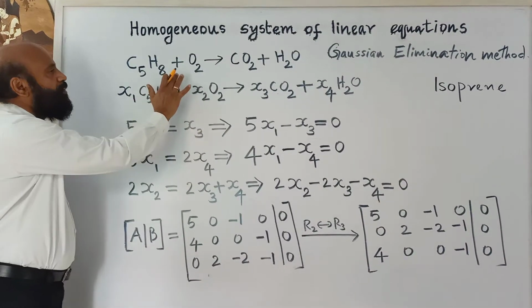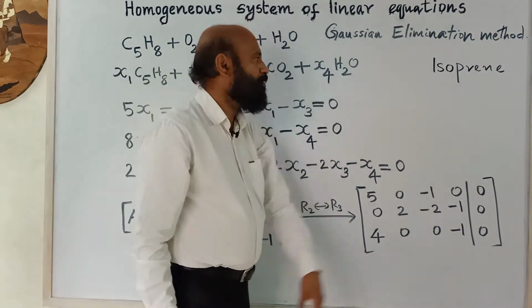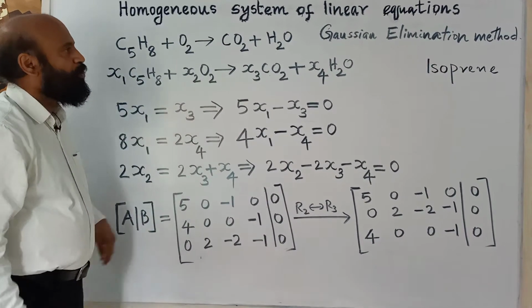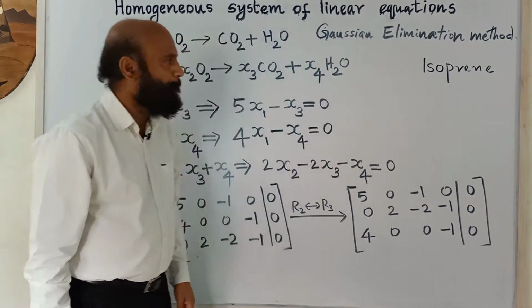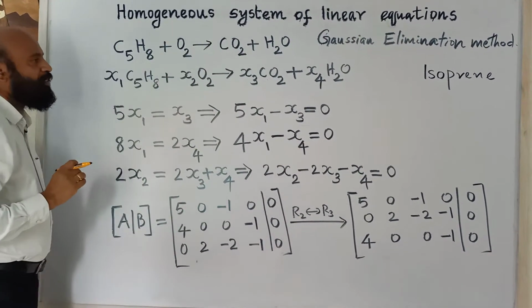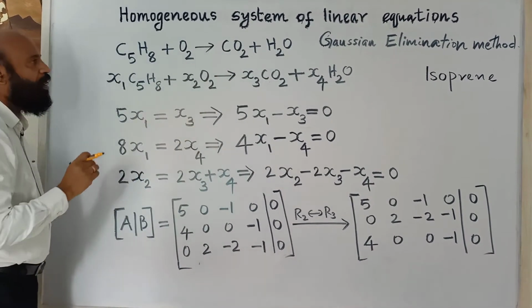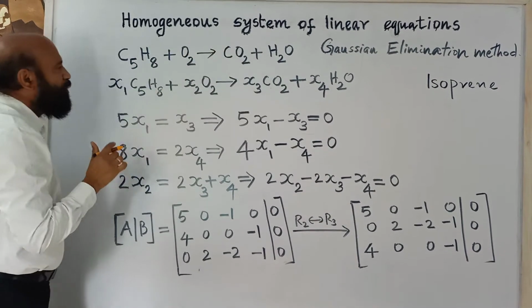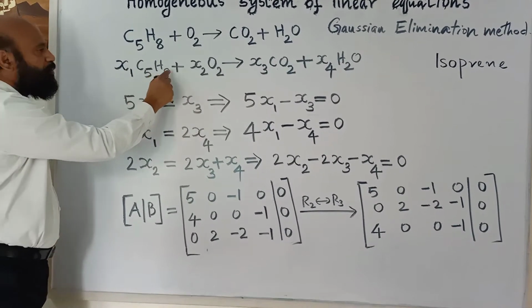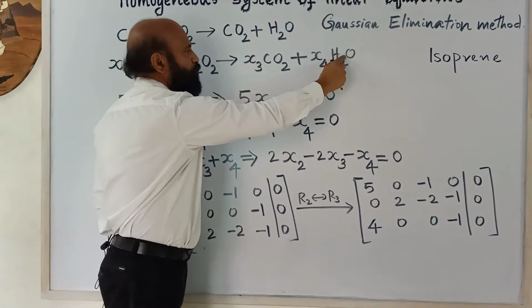This is a chemical reaction taking place in the combustion of an organic compound, isoprene. This equation is not balanced. We have to balance this equation using the Gaussian elimination method. We don't know what numbers are needed here, so let us assume x1, x2, x3, x4 are the numbers needed. This can be written as x1 C5H8 plus x2 O2 gives x3 CO2 plus x4 H2O.